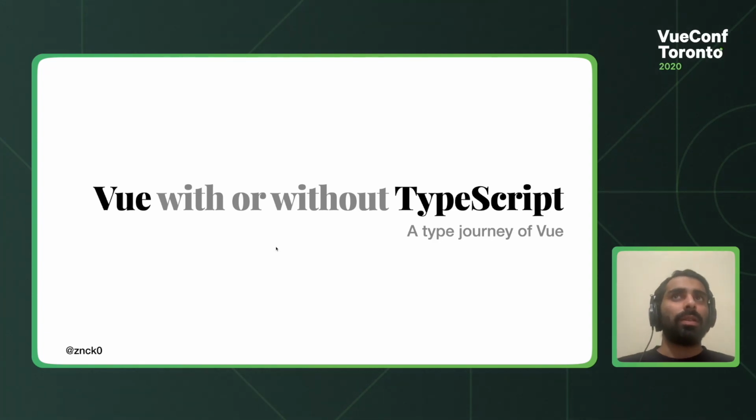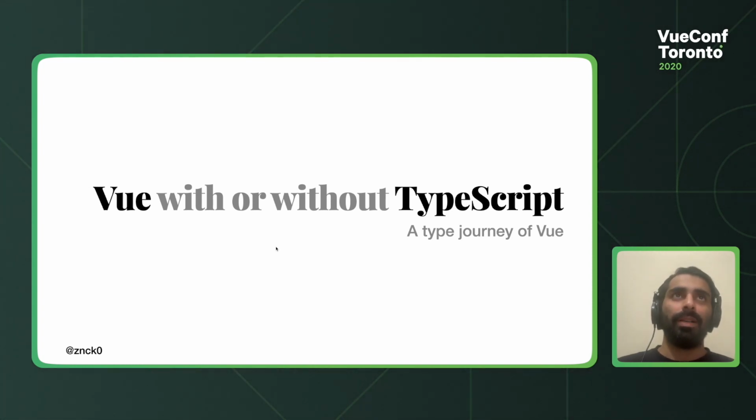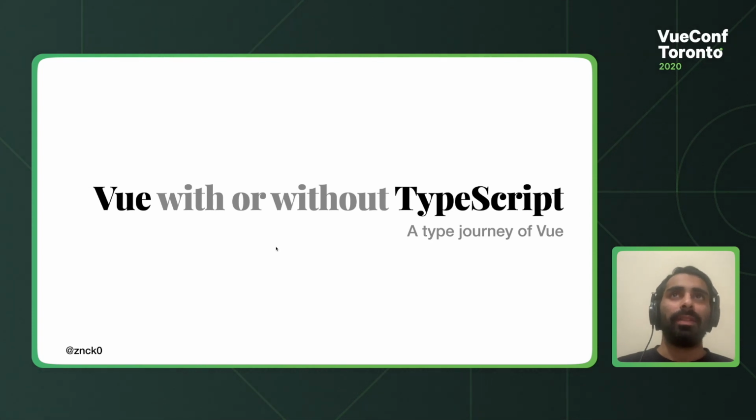So this was Vue with or without TypeScript. If you see, all the code we have written in this demo is actually written in JavaScript, but we are getting all the benefits of TypeScript. We are getting type check, we are getting IntelliSense, we are getting all the features you get in TypeScript, like go to definition, hover to see types, everything.